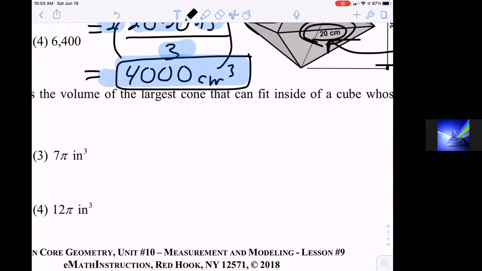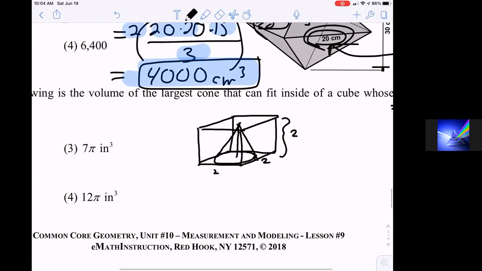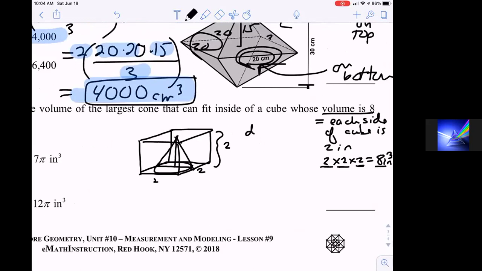So I'm going to quickly draw a picture of this so we can visualize what we're talking about here. We've got a box, there's our cube, and then inside, we've got a cone. Now, the cone itself has a height the same as one of the sides. Remember, the sides of the cube are 2, 2, and 2. You can see that the cone itself would also have a diameter of 2. So the diameter is 2 inches, which means the radius is 1 inch. The height would also be 2 inches. So we needed the picture to fill out the information we need to do the calculation.